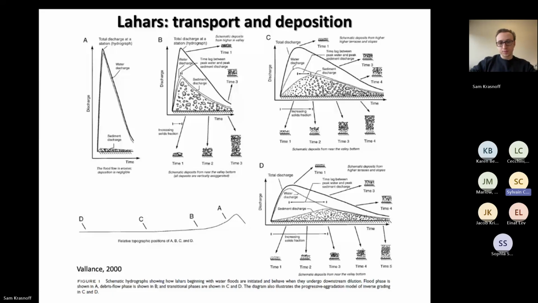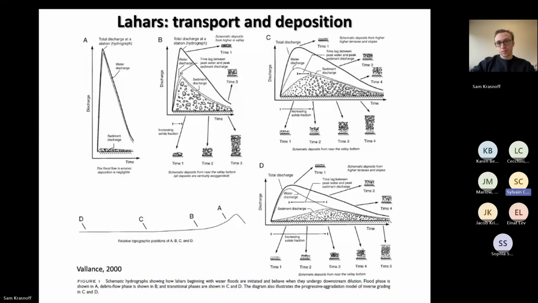So the first thing that arrives at one particular point is the water, right? And so there's a time lag between the water arrival times and then the sediment arrival time. And the more you go downstream the volcano, the more this time lag is going to get bigger and bigger, right? And so you can see that on the graphs. So the peak of water discharge is going to come first, and then the peak of sediment discharge is going to arrive much later on.